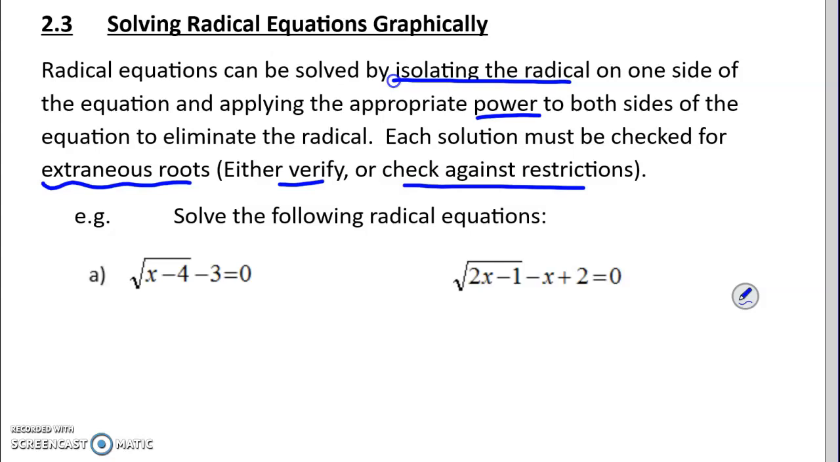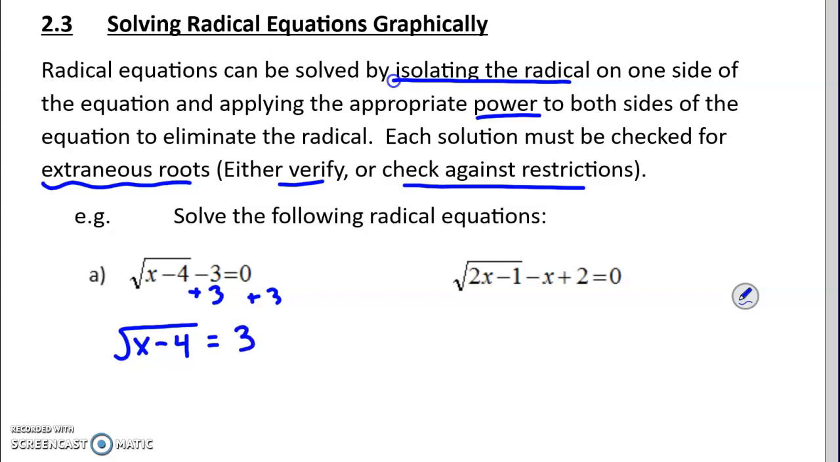So the first one we have, solve the following radical equation. So here we have root x minus 4 minus 3 equals 0. Step 1, we need to get the root by itself. So I'm going to add the 3 to the other side so that the root is alone. So root x minus 4 equals positive 3.